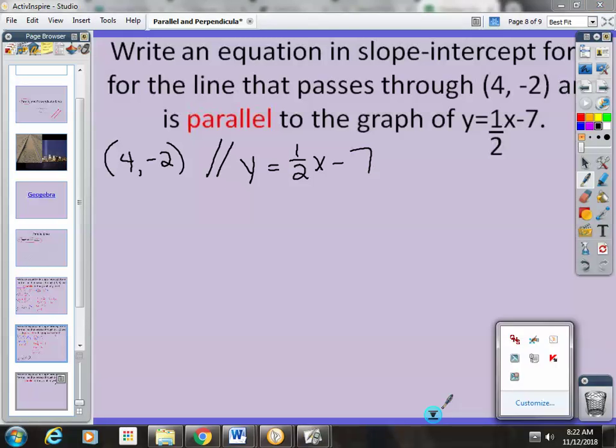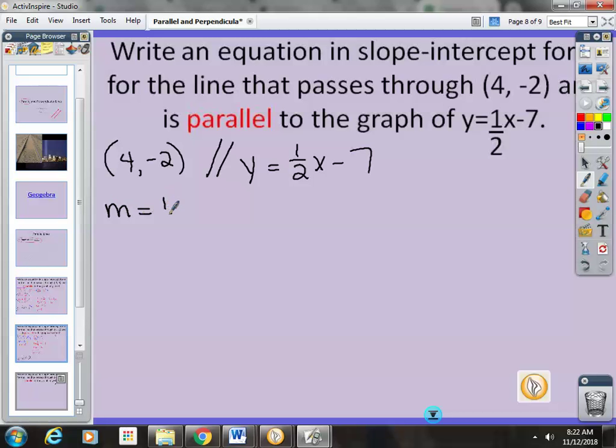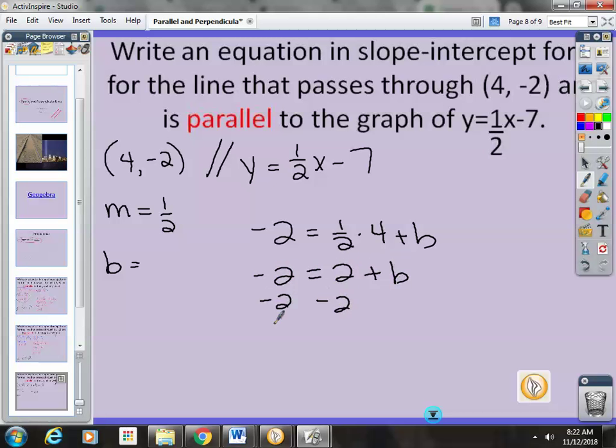Okay, in this case, we knew that our slope was going to be 1/2. And we had to find our y-intercept. So we used our ordered pair and our slope to help us with that. Half of 4 is 2. If I want to get b by itself, I would subtract 2. So b is negative 4. So my equation should be y equals 1/2 x minus 4.